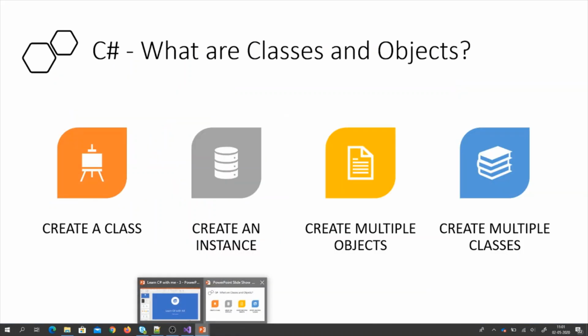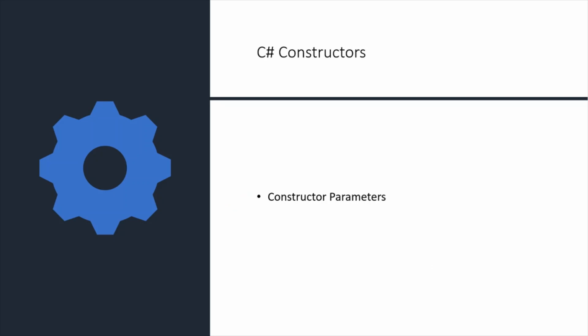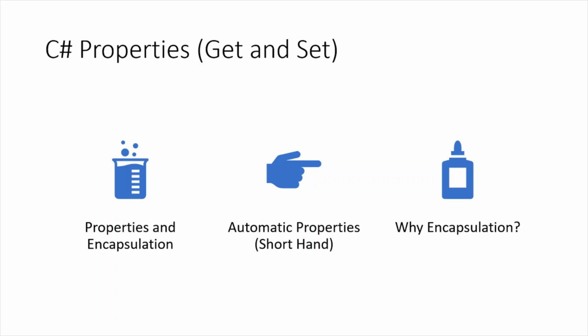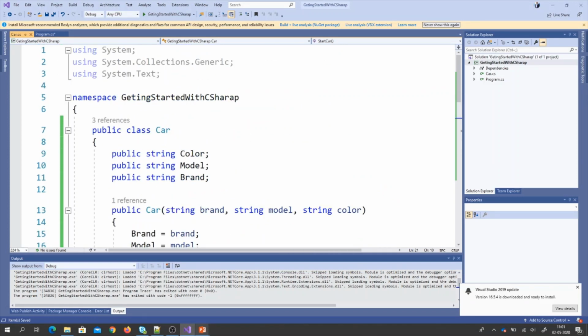Now let's go to the next one, fields. We already discussed fields, object methods, constructors, access modifiers, and properties: get and set, properties and encapsulation, automatic properties, shorthand, and why encapsulation. So properties, we talked about properties already. What are properties? So these are the properties, right?